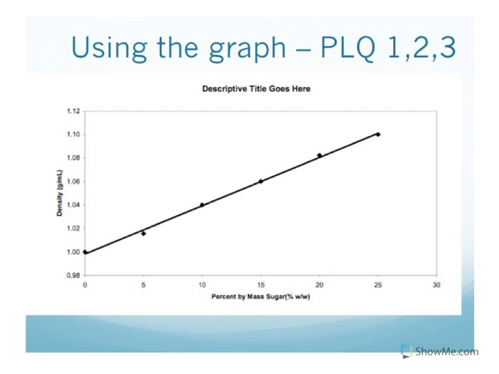The first PostLab question asks you to plot density versus concentration for the 5 reference solutions on a graph, which we call a calibration curve. The concentration is the independent variable, so that will be on the x-axis. That's your percent of sugar solutions. And the density is the dependent variable, which goes on the y-axis.